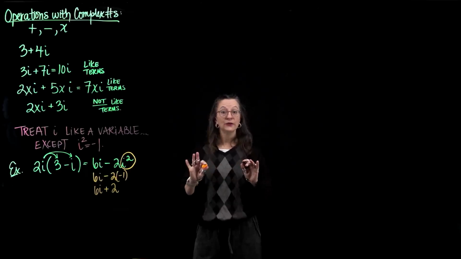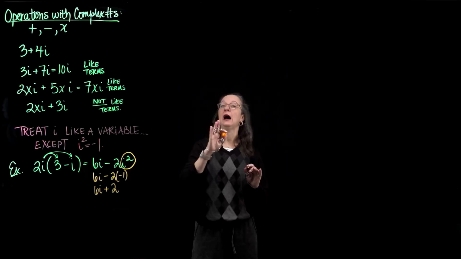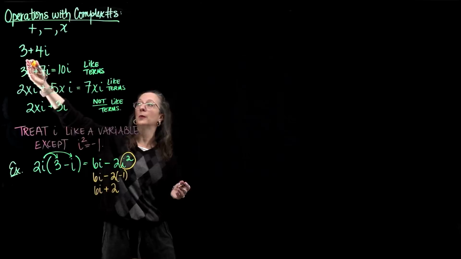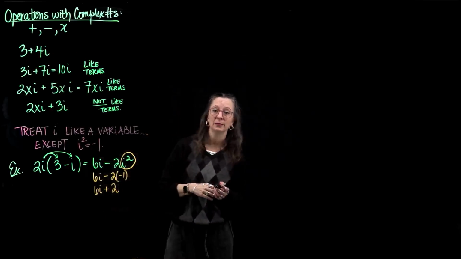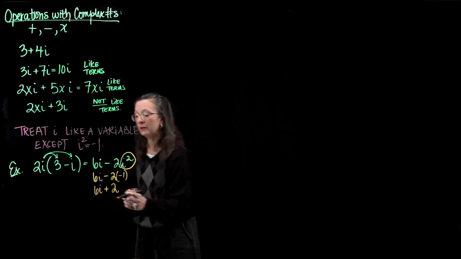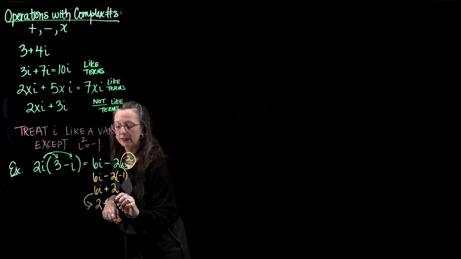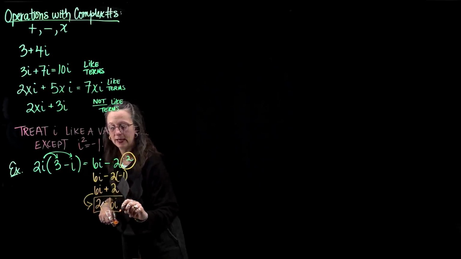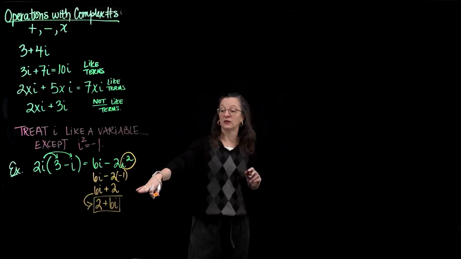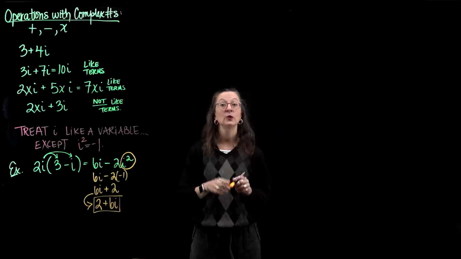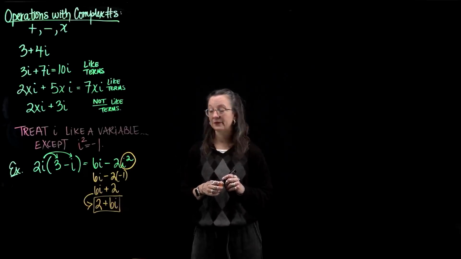All right, perfectly good answer. However, convention tells us that we write the number part first and then the complex part. This is called standard form. So I'm going to rewrite this as 2 plus 6i. And that is the answer I would want to give at the end, although the answer above it, 6i plus 2, is not wrong.